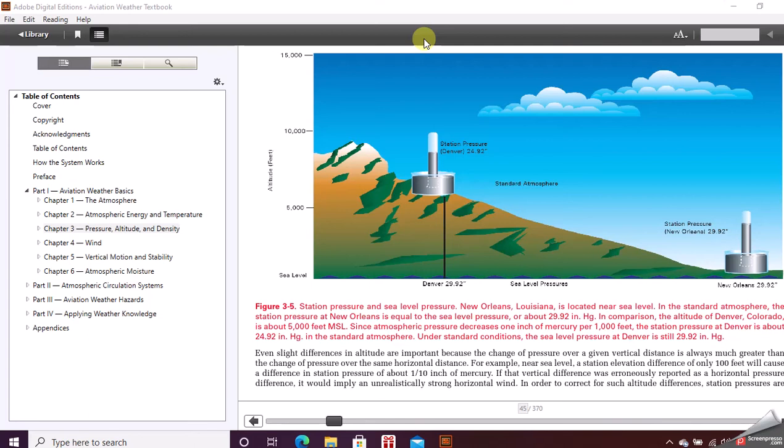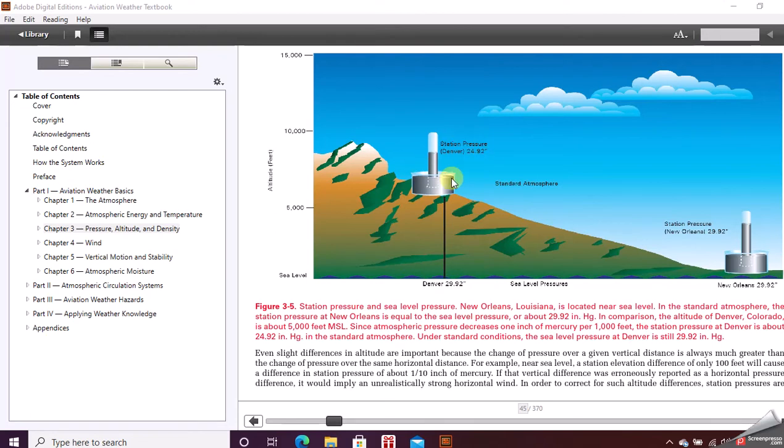Okay, the first part of this week, these 2 weeks, are going to be pressure and altitude and density. So pressure is basically just the weight of air. If you think about it, the air all the way up through the atmosphere pushing down on you has a certain weight. We measure that weight and put it in inches of mercury.